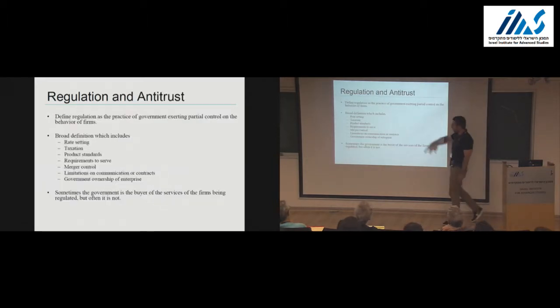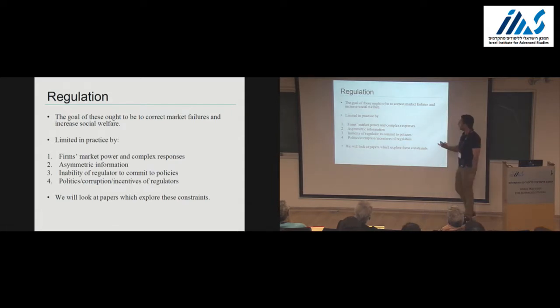The goal of doing all this in principle is to correct market failures and increase social welfare. That's what the goal ought to be. But achieving these goals is limited in practice by a bunch of factors that economists and practitioners have identified. First, you're dealing with firms who are large and sophisticated and can react in complex ways, and that's hard to map out. They have market power. Second, the firms you're regulating often know more about their line of business than you do, which makes it difficult to fully correct all the market failures. You can do some, but not get all the way.